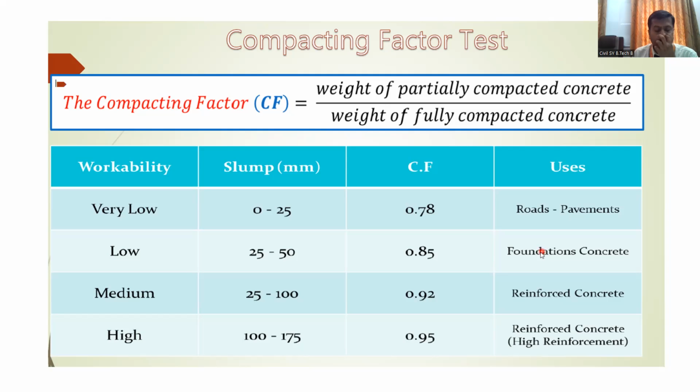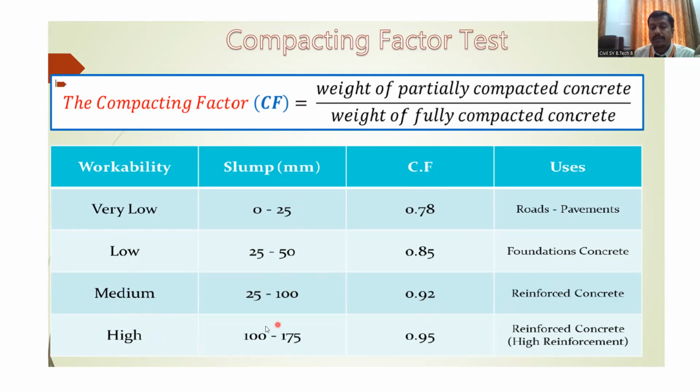Then concrete with medium workability, the slump value will be from 25 mm to 100 mm, always measured in mm. The compaction factor will be 0.85 to 0.92. This is the range. You are going to use this concrete in lightly reinforced sections, or maybe in heavily reinforced sections, depending upon the design that you have.